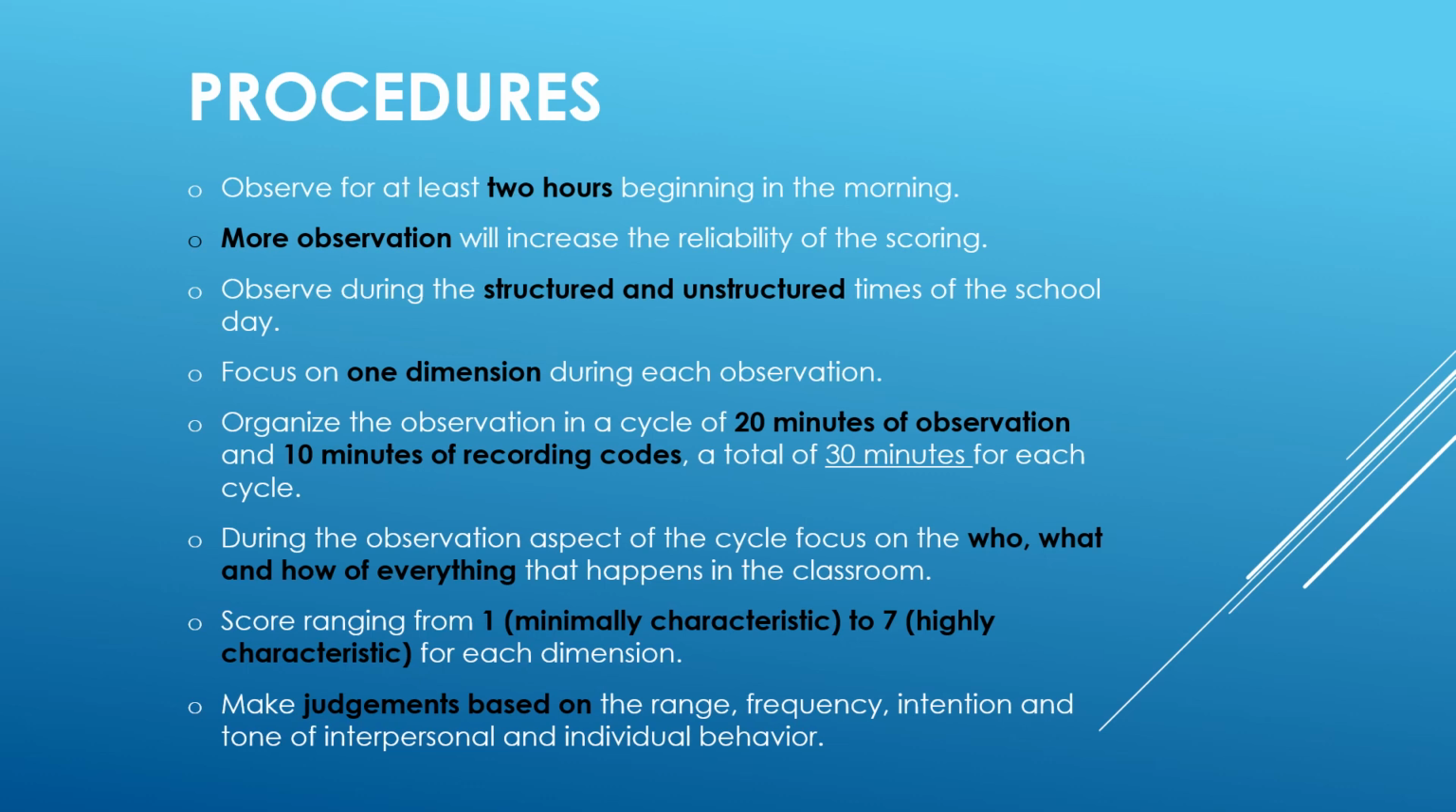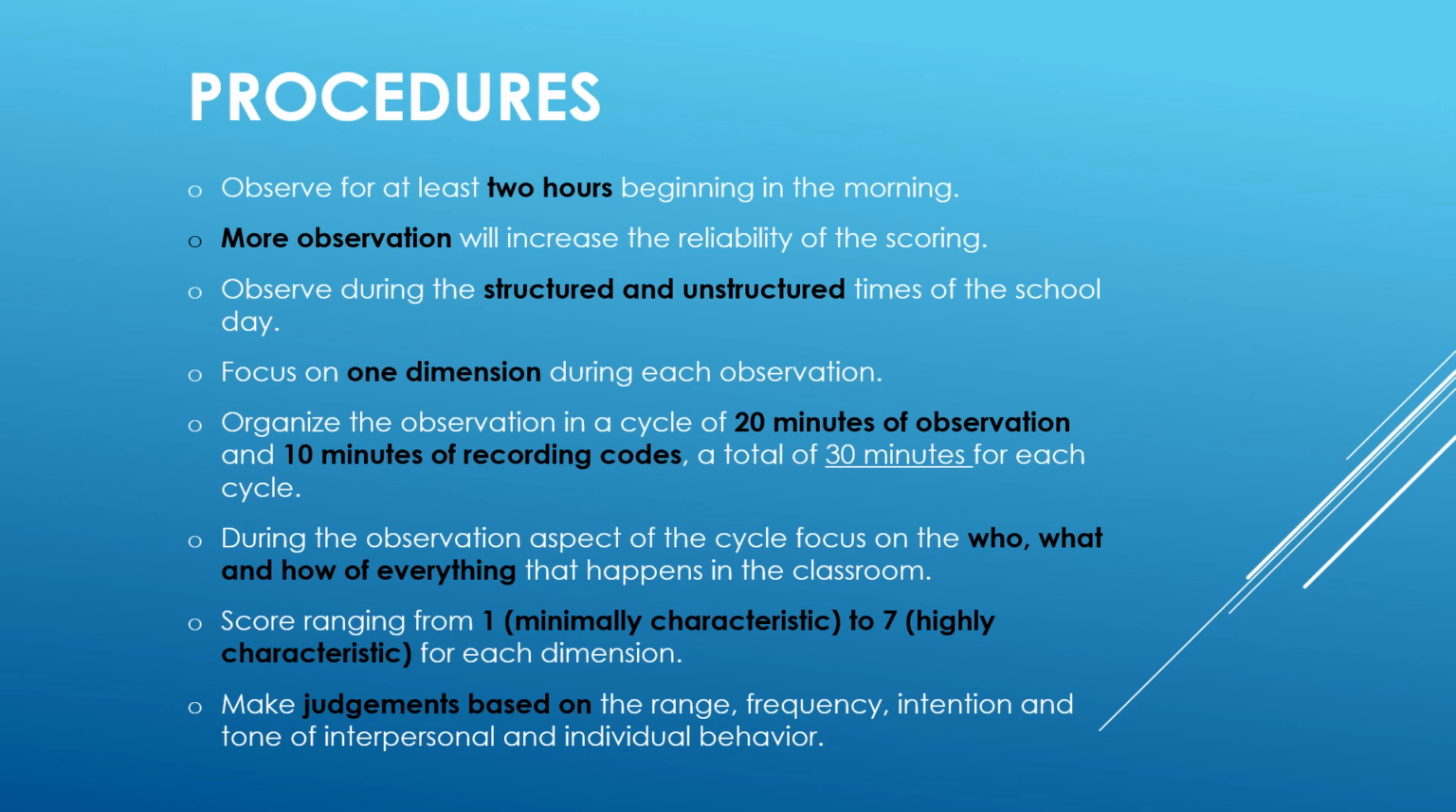Organize the observations in a cycle of 20 minutes of observation and 10 minutes of recording codes for a total of 30 minutes for each cycle. So you get 20 minutes to watch and 10 minutes to record for a 30-minute cycle. During the observation aspect of the cycle, focus on the who, what, and how of everything that happened in the classroom.